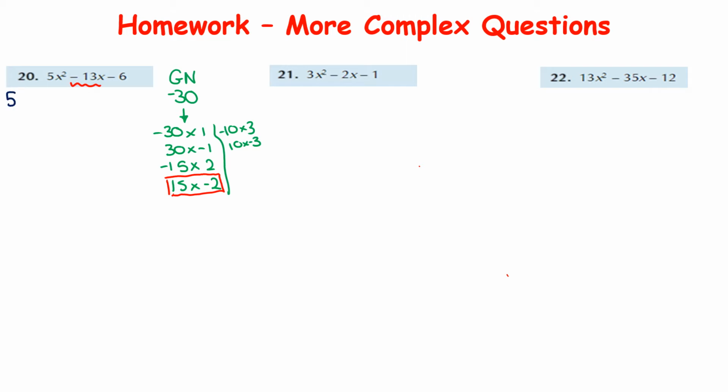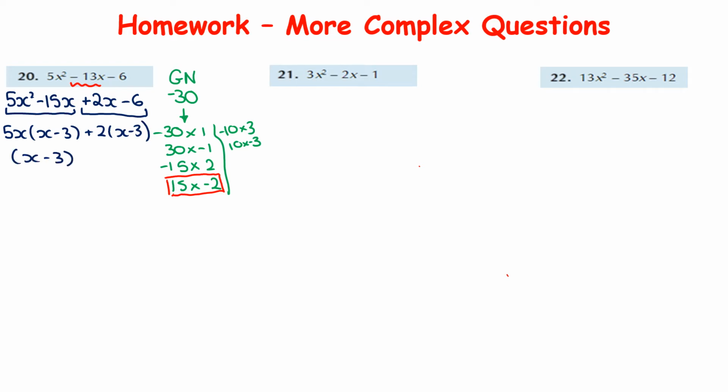So I get 5x squared minus 15x plus 2x minus 6, double check. Did everything work out? Is minus 15x plus 2x same as minus 13? And it is. 5x is common, we're left with x minus 3 plus 2 times x minus 3. Brackets are the same, so we get x minus 3 times 5x plus 2.